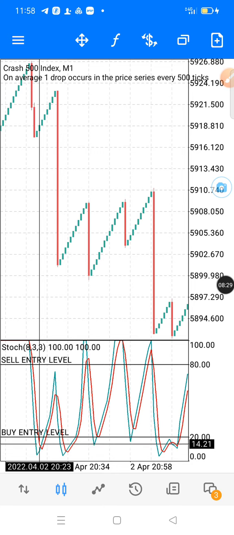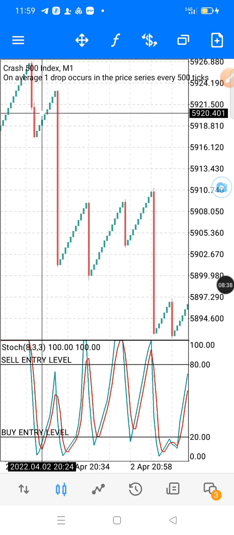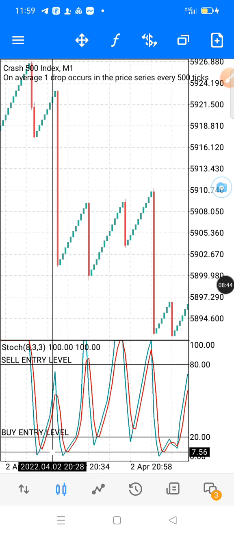So on the opening of the candle that crosses, you're placing a buy order at that level, and possibly price pushes up to this level. From that level you begin to earn 100% of your lot size. Now this is another thing you can do.